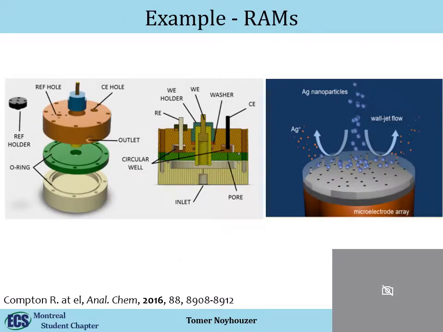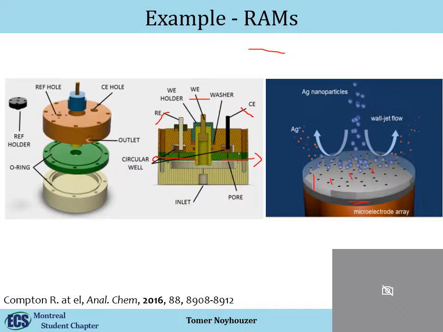aware of. Now, here's a relatively recent 2016 example of Compton from Oxford, I think, who used a wall-jet approach with REM, a random array of microelectrodes. What he did is he took an epoxy puck and embedded carbon fiber in that puck, so he had a random array of microelectrodes. Each fiber acts as a microelectrode, and they were all connected on the bottom. Another thing he did is he placed the reference electrode on one side and the counter on the other side of the working electrode. So the liquid actually goes here and here after colliding. So basically, you don't have this asymmetrical behavior which we just talked about.